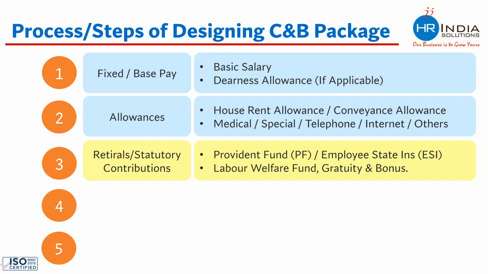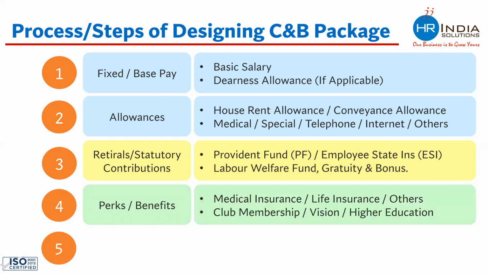Once you are done with the statutory contributions, the fourth step is to add the cost of benefits and perks which your company is providing. Benefits can be in the name of medical insurance. If your company is providing medical insurance to your employees, you can add the cost of that in the compensation package. Other benefits can be life insurance, club membership, vision care, higher education. If your company is providing these benefits, you can add the cost of these in the compensation package.